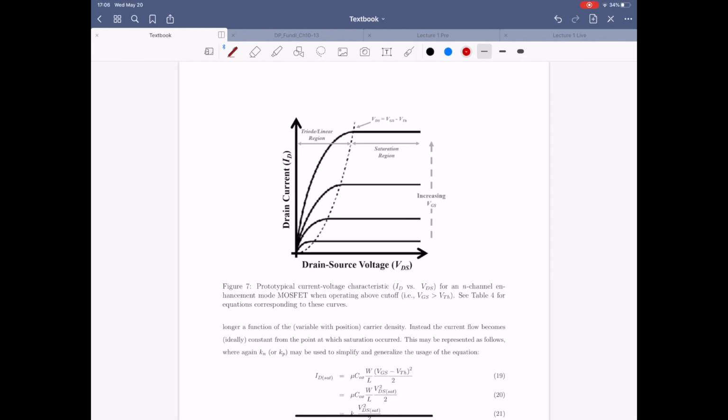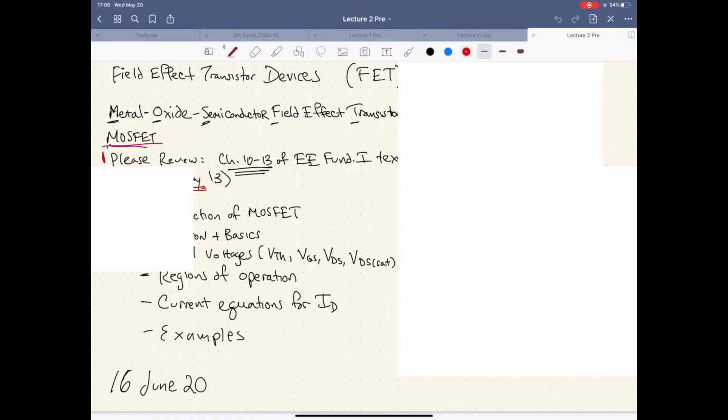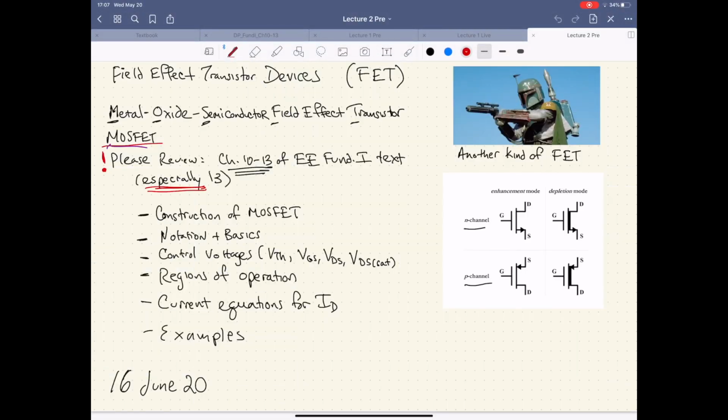All right. Let's go ahead and take a real quick look at the lecture for next time, because we have just a little bit of time left over. So field effect transistor devices, in particular, metal oxide semiconductor field effect transistor devices.